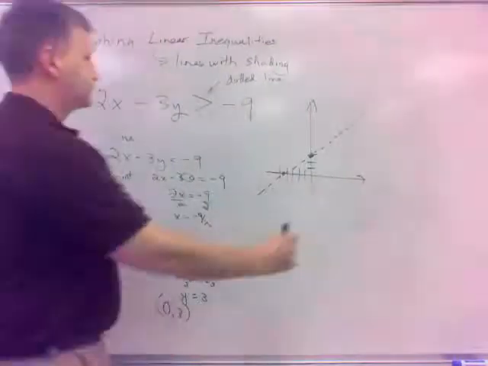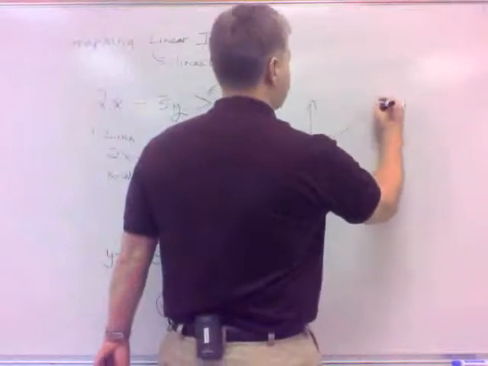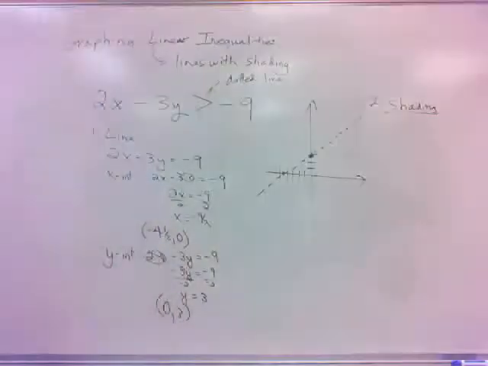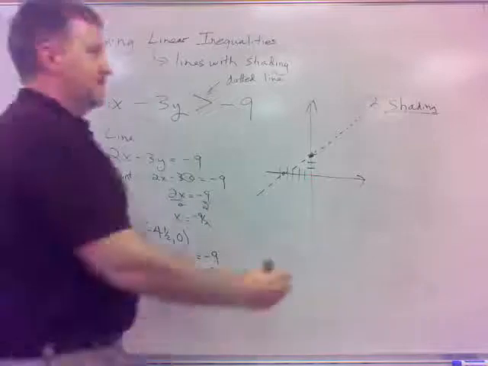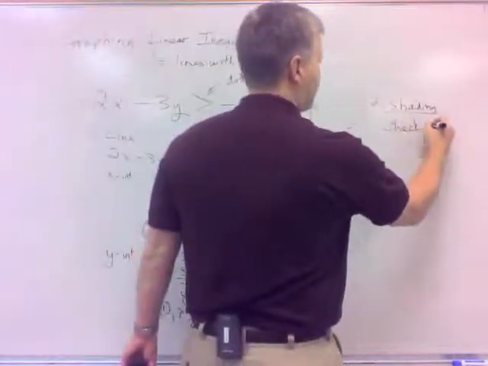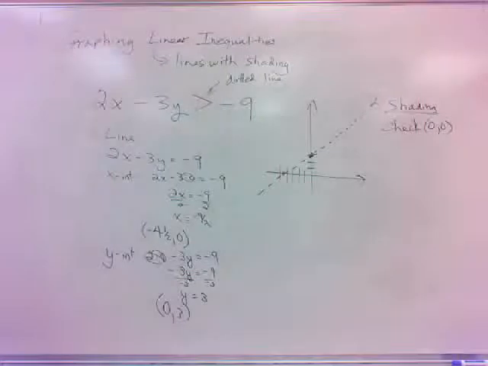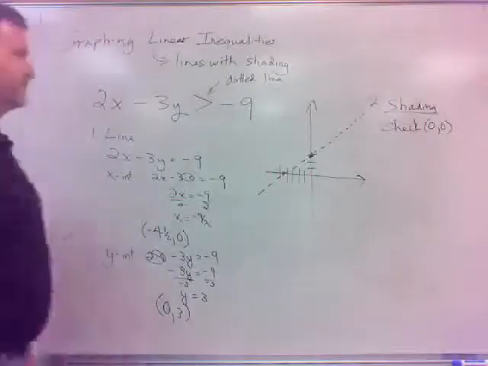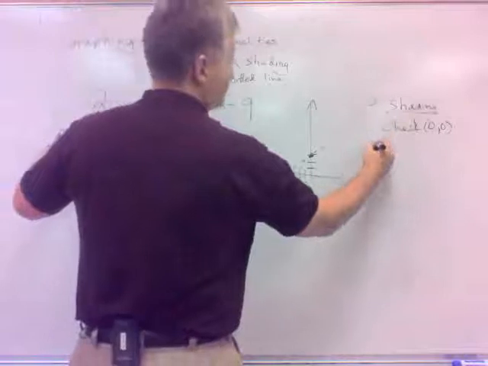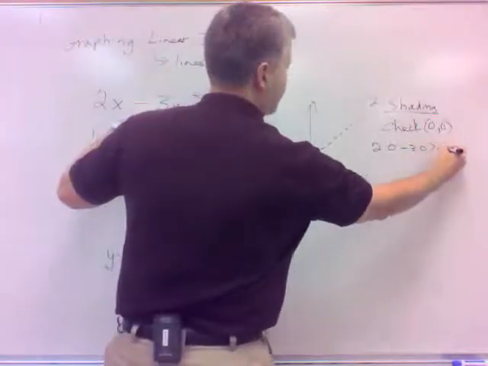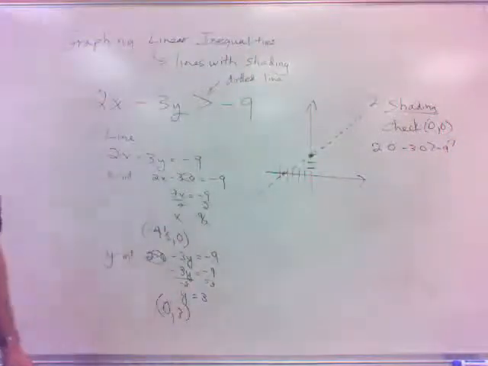Okay. All right, then part 2 is the shading. And how do we go about shading it? How do we know which side is shaded? Flip a coin? No. Just check a point, right? Not on the line. 0, 0 is usually a good one to check. You don't have to check that one, but some point not on the line, 0, 0 is a good one in most cases. So just plug in 0 and 0 for x and y in the inequality, and then decide if that's true or not.